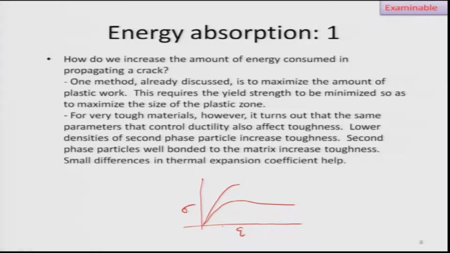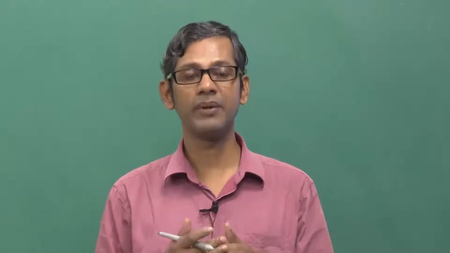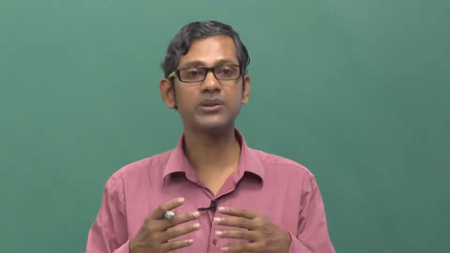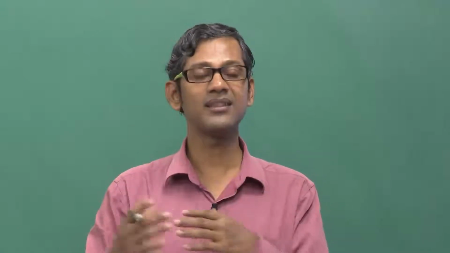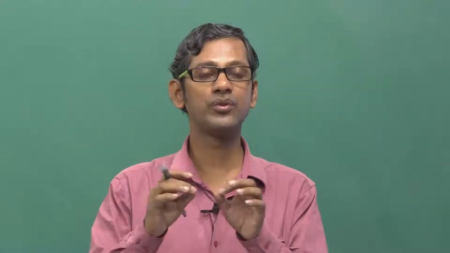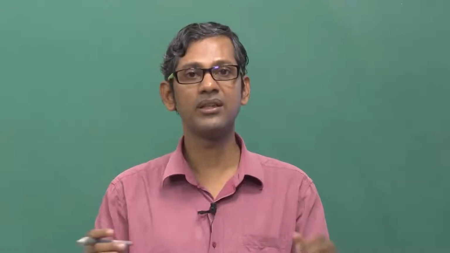That is what we know in the case of a precipitation hardened alloy: the atomic registry between the precipitate and the matrix is what controls the strength, the ductility and the toughness. A small difference in thermal expansion coefficient sometimes helps. Why? Because it will lead to stress between the particle and the matrix. As the thermal expansion coefficients differ, when you heat it up, the particle may expand more or less than the matrix. This will lead to thermal stress, and that thermal stress actually helps in creating toughness.